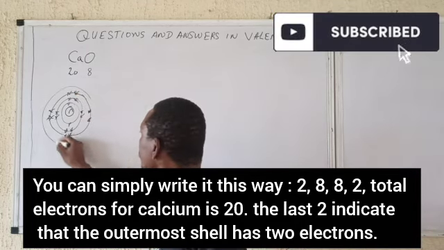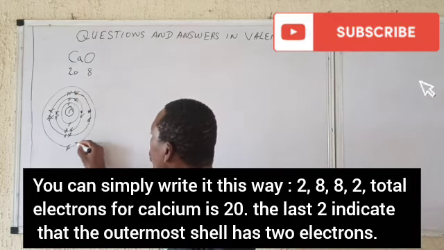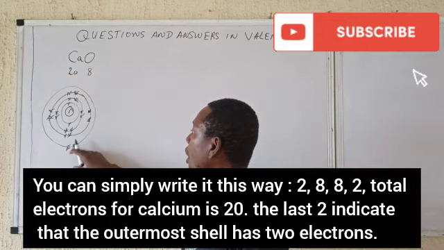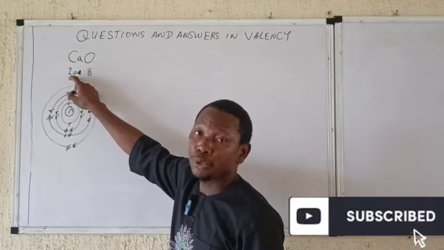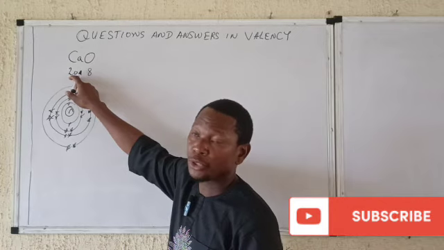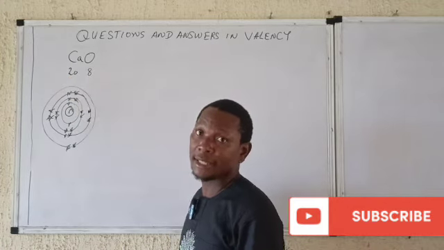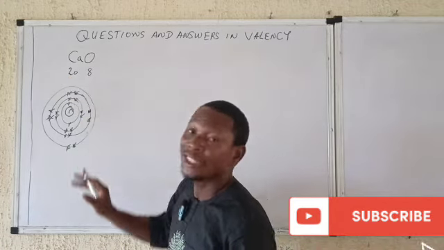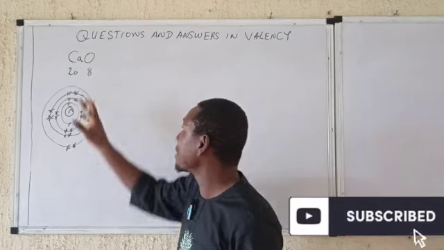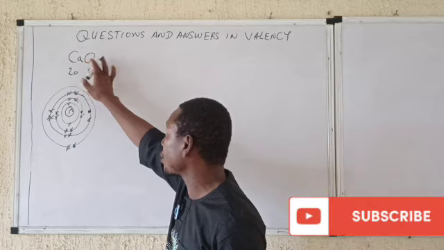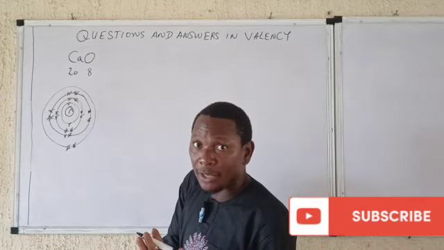Note that I put the 2 electrons in the fourth shell. This 20 here is actually the atomic number, which is the number of protons, and the number of protons is equal to the number of electrons. That's the reason why I'm using 20 as the number of electrons in calcium that is uncombined. I'm not drawing the structure that is already combined. I'm drawing a single calcium first.